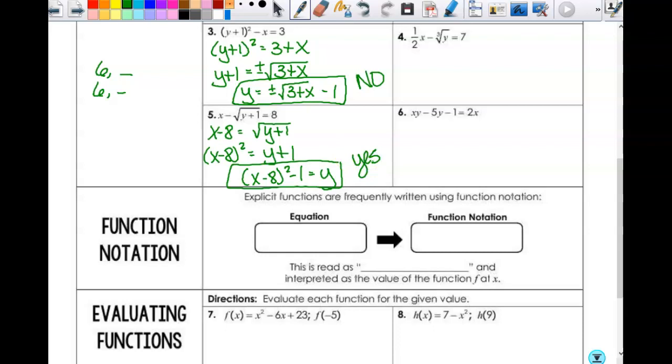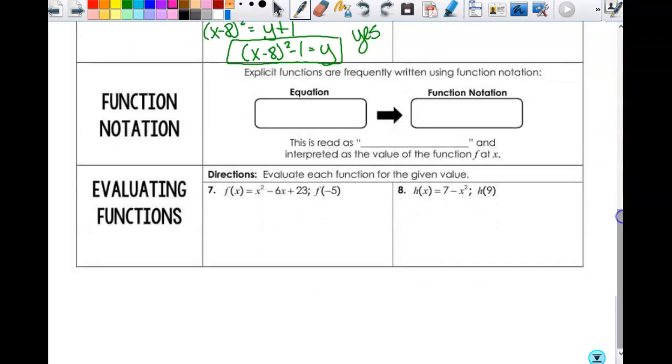Okay. What questions do you have? Anything? It's a review, right? Even if we're knocking cobwebs off so we can push forward, right? All right, so then function notation. Again, this is way basic here. Explicit functions are frequently written using function notation. So if I have y equals 3x squared plus 7, that can be f of x equals 3x squared plus 7. We know that y is just f of x, right? And it reads f of x. We're good with that, right?